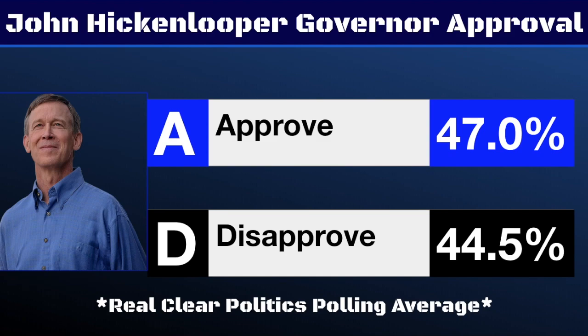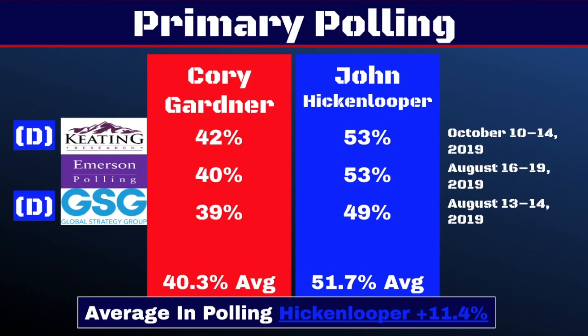So there aren't really many polls, and there really aren't any good polls out. You can make an argument for Emerson being good, but that was in August, and politically that was a lifetime ago. So there really aren't any good polls out right now. So we need more data to come out to really get a good case of what's going on in this race. However, Hickenlooper in this average is up 11.4%.